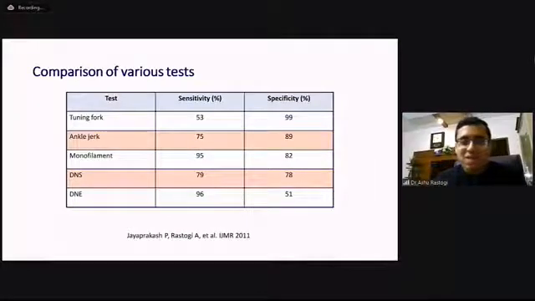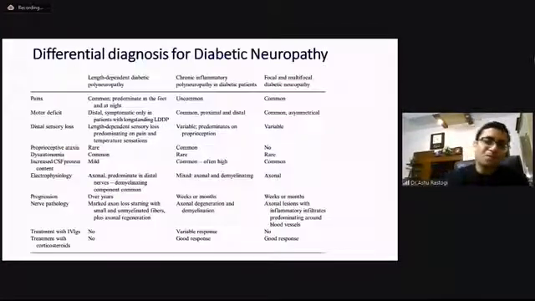Now this is just a comparison of all these tests. This is a paper from our department in IJMR in 2011. What we did was compare all these tests to diagnose neuropathy, and we found that the tuning fork has a very good specificity for diagnosing neuropathy. So using a 120 Hz tuning fork is a very good test. You can also do an ankle jerk test and monofilament to diagnose neuropathy.